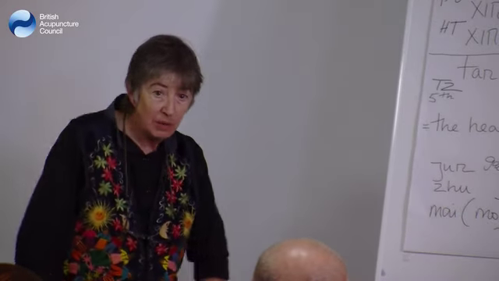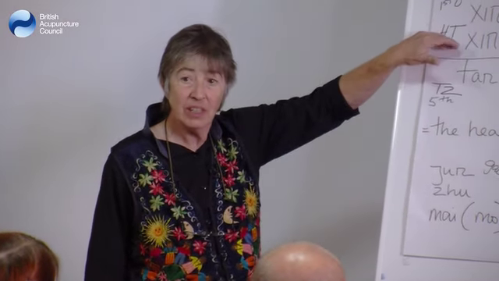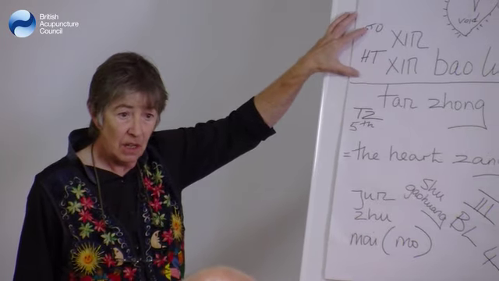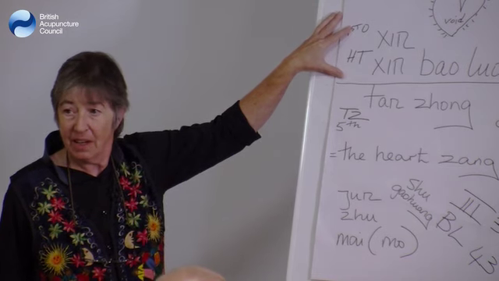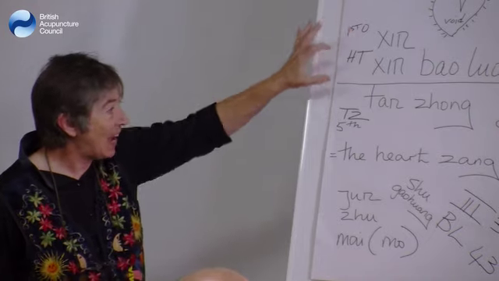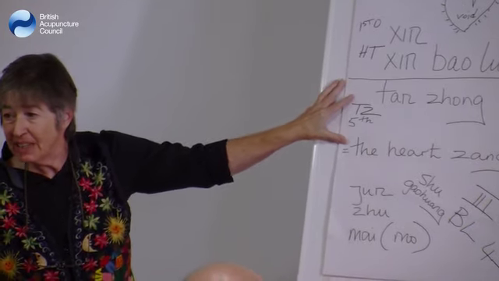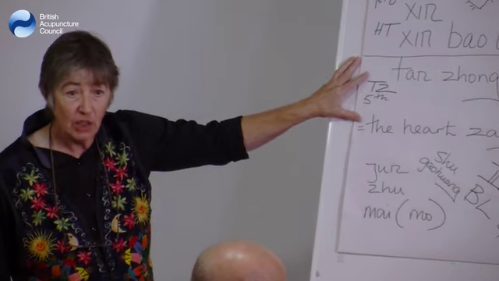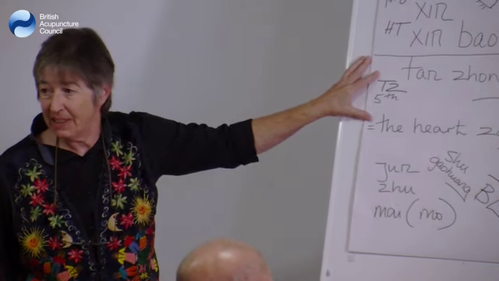When we talk about the 12 officials in the 11 positions, Xin and Xin Bao Luo are the heart official. The heart is Lord and Sovereign. The radiance of the spirit stems from it. And Tanzhong is the 5th official. Tanzhong is resident and envoy. Joy and elation stems from it.